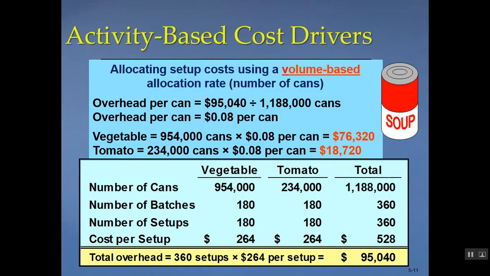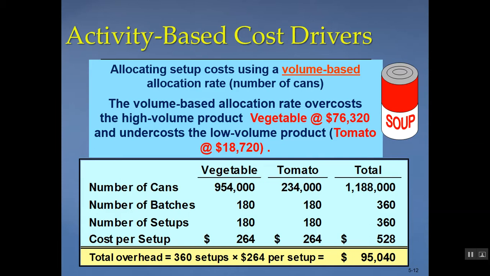If Carver allocates the batch setup costs to the two products based on the number of cans, which is a volume-based allocation rate or a traditional allocation rate, the overhead rate of 8 cents per can is found because we took the total overhead of $95.40 by the total number of cans of 1.88 million. Then we got the overhead for each by multiplying the 8 cents by the number of cans for each. So you can see that vegetable soup got 76,000 and change, and tomato soup got 18,000 and change.